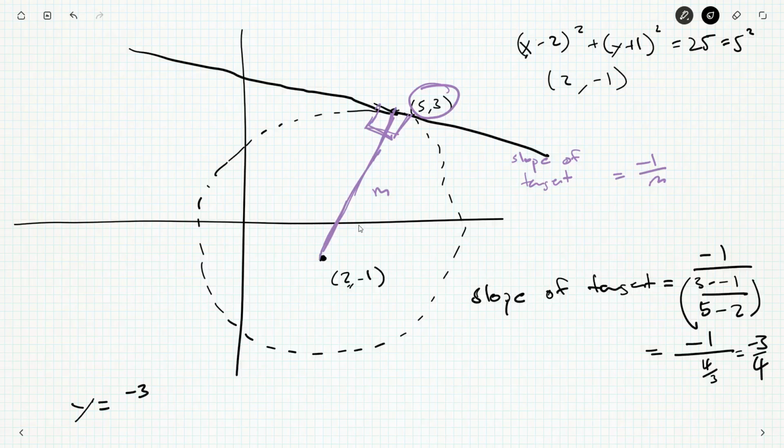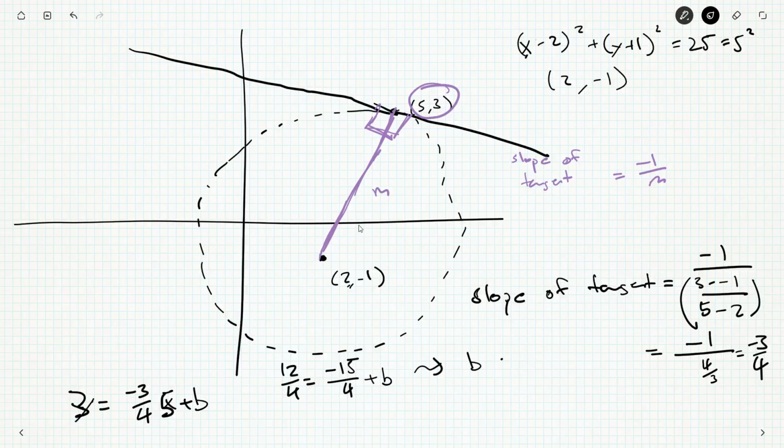So we'll get y equals mx plus b. That's a fine way to do it. You could do point slope form of the line too, I'm sure they'd accept them all. Plug in some points: 5 for x, 3 for y, and we get 3 is negative 15 over 4 plus b. Well, 3 is really just 12 over 4, and from there we get b is 27 over 4. So the equation of our line is y equals negative 3/4 x plus 27 over 4.